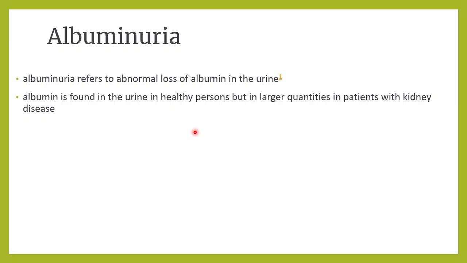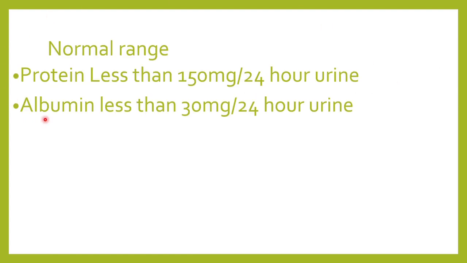आज के क्लास में हम एल्बुमिन्यूरिया के बारे में जानेंगे। So albumin in the urine is called albuminuria. It is the abnormal loss of albumin in the urine, and albumin is also found in urine of healthy persons. But जो पेशेंट को किडनी प्रॉब्लम है उनमें ये ज्यादा क्वांटिटी में पाया जाता है. Whenever the albumin is less than 30 milligram per 24-hour urine, that is normal.